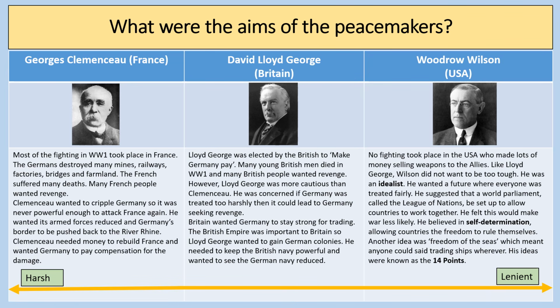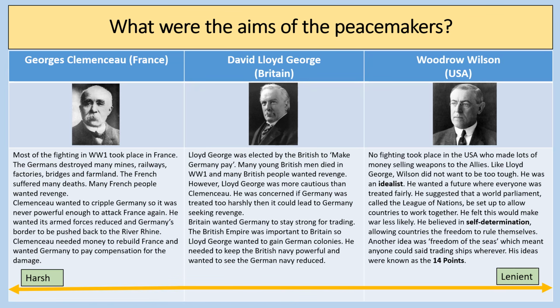He also believed in the idea of self-determination, that countries themselves should be free to rule themselves and decide who should run them. He also had the idea that trading ships should be able to go everywhere. This was called freedom of the seas. So it's very important that you're aware that his ideas are very much summed up by the concept of Wilson's 14 points, and this was a speech that he made in January 1918. So that's one of the key concepts to be aware of.